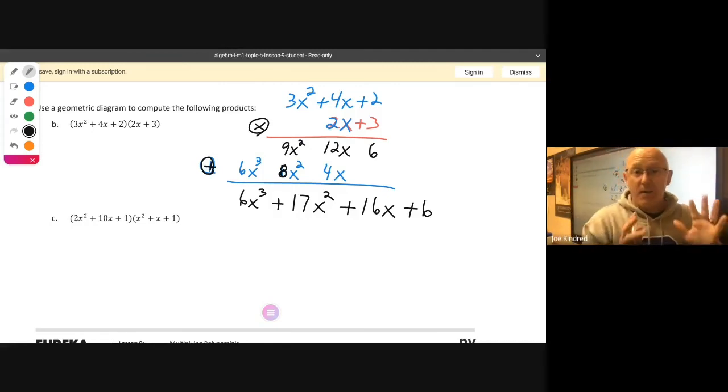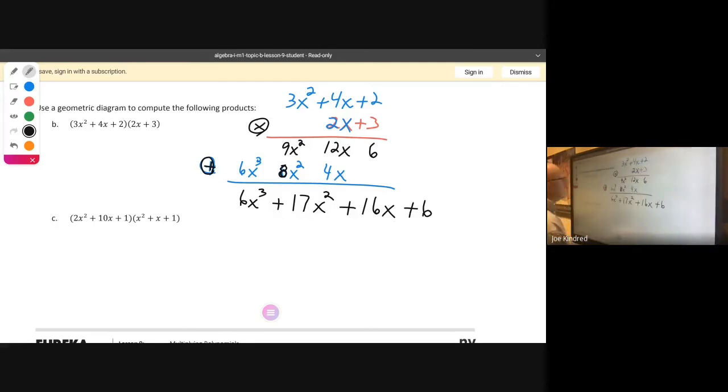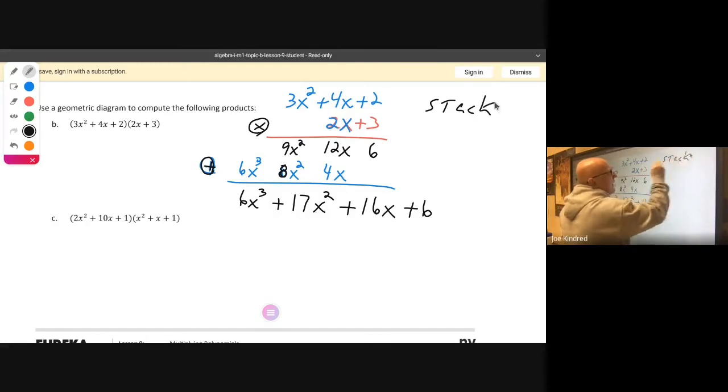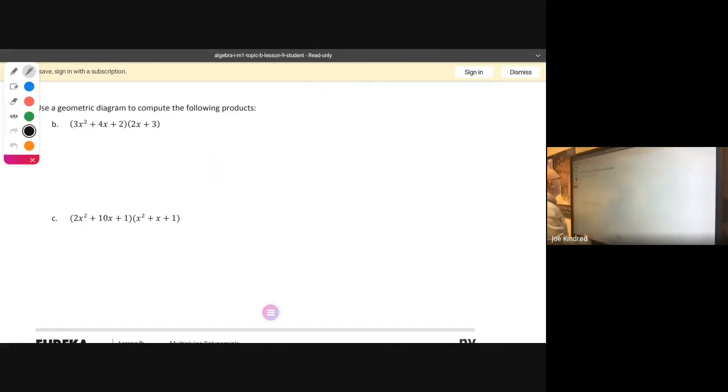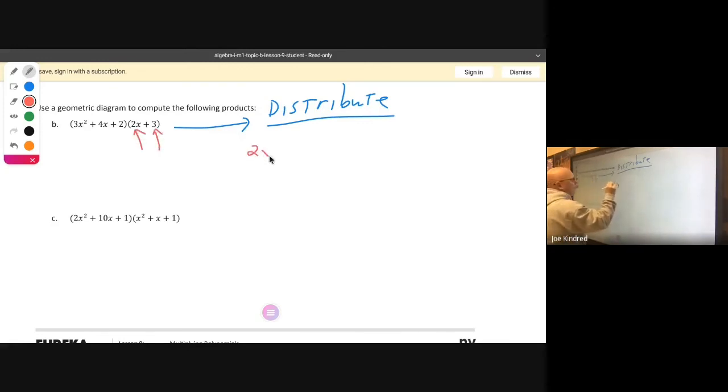Common mistake. But there again, a second method. And this was the stack method, where you're stacking these numbers. All right, the last method is we're actually going to use the distributive property. I'm going to distribute. So let's take a look at how that would work. I'm going to split this one up and this one. And I'm going to take 2x times 3x squared plus 4x plus 2.